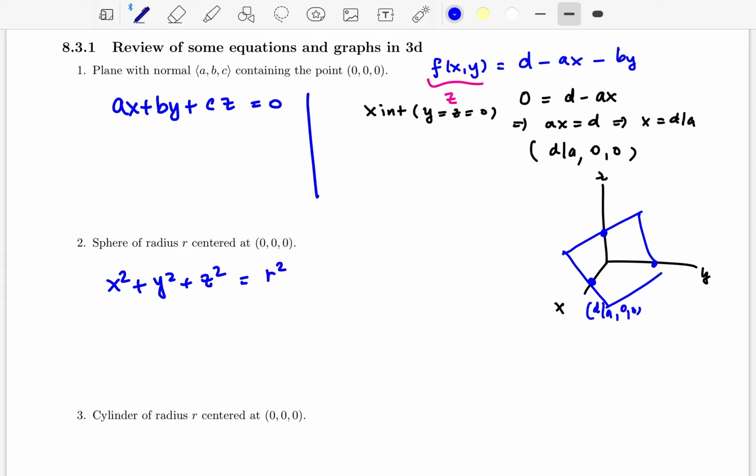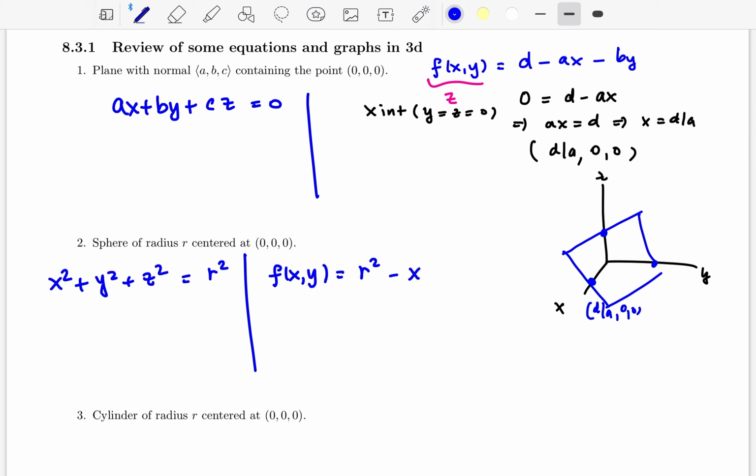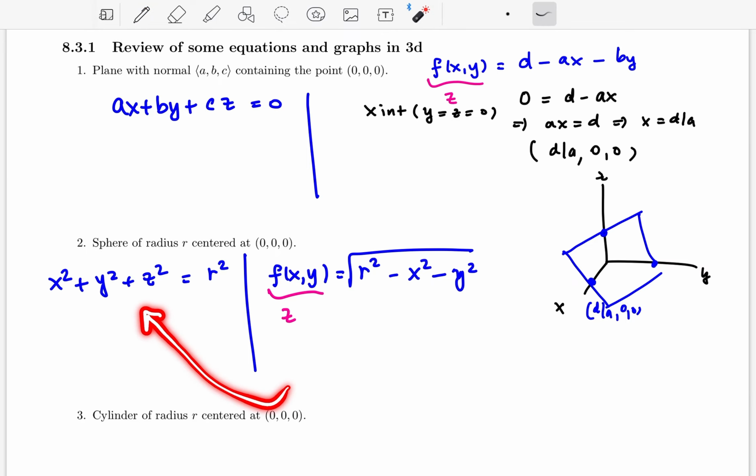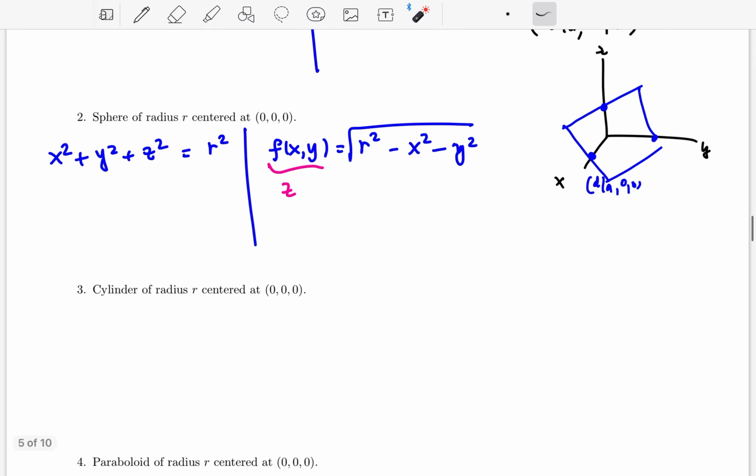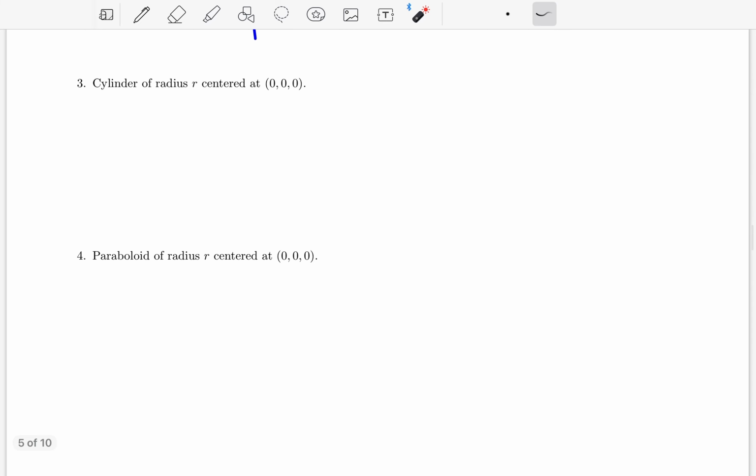So you can say something like f of x, y is equal to the square root of r squared minus x squared minus y squared, okay? That's how you know, because when you go, oh, wait a second, this is z, and then you undo what I just did, you get back to this and you realize that you're dealing with the equation of a sphere, okay?